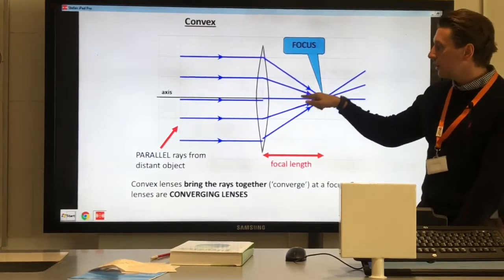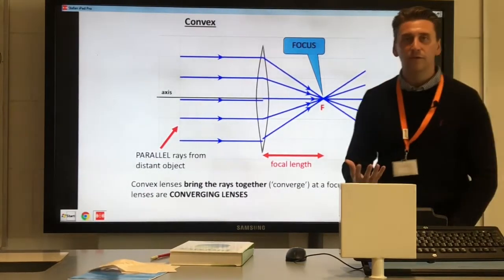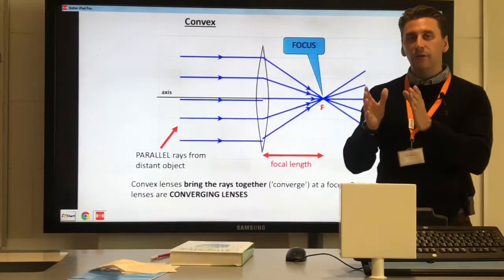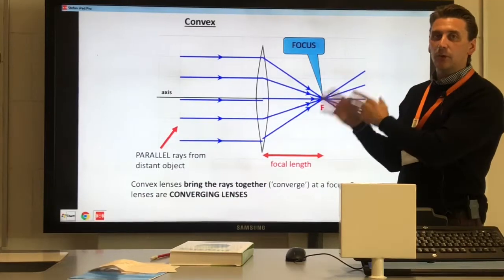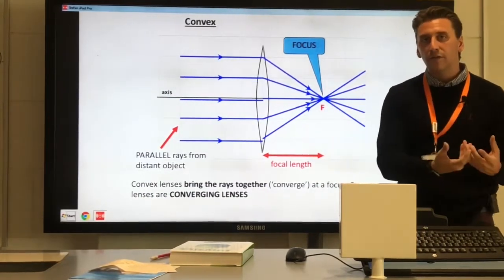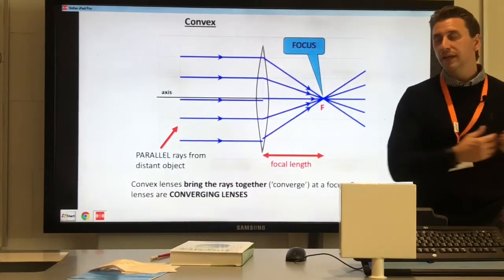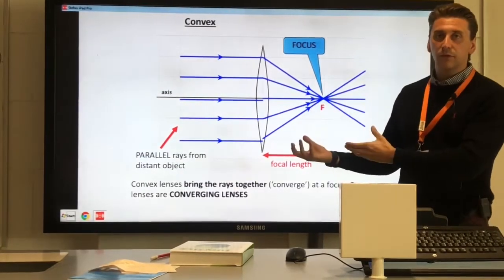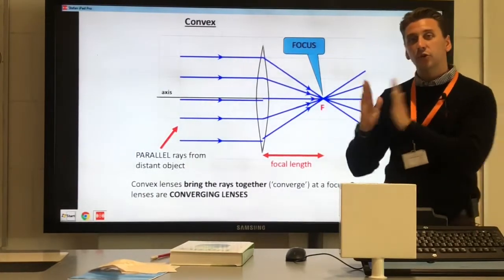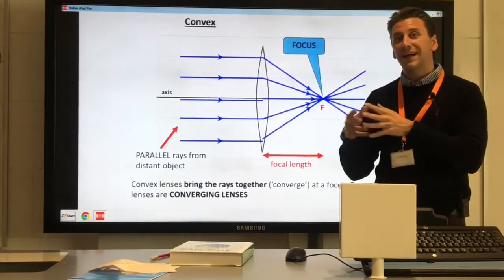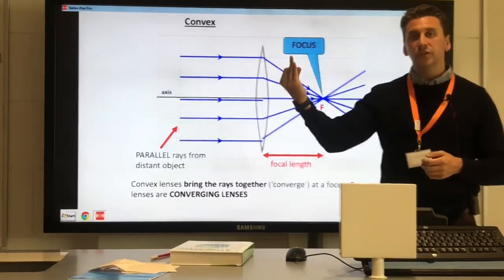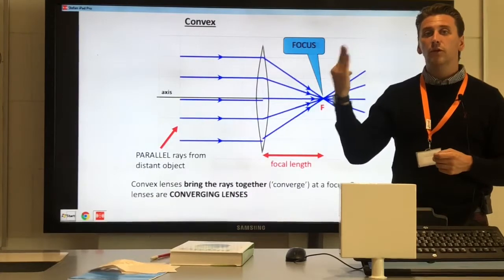Now, if it's crossing at a closer point to the lens, if it's more powerful, then that means that the focal length is shorter. So the power of a lens is specifically how much refraction occurs when the light passes through. So the more powerful the lens, the more refraction. If the lens is more powerful, more refraction occurs, then the focal length is shorter because those rays meet at a point closer to the lens. So more power, more refraction, therefore shorter focal length.